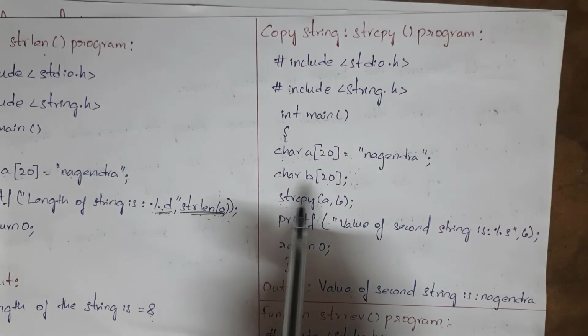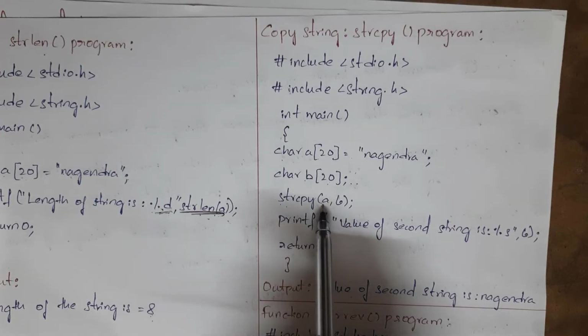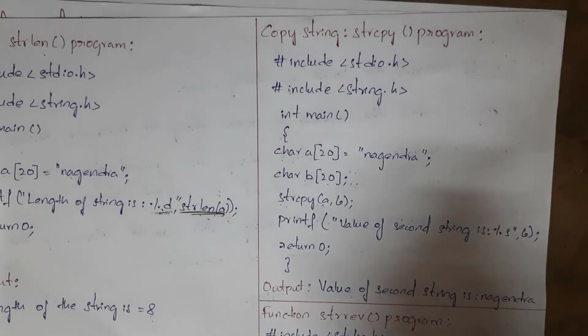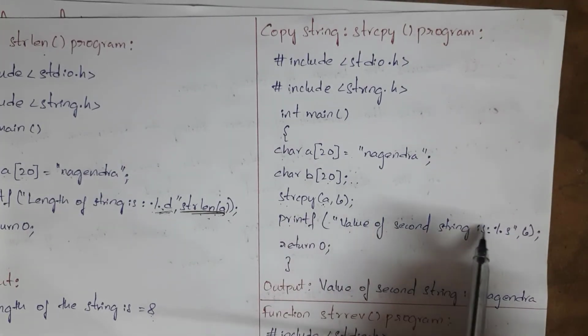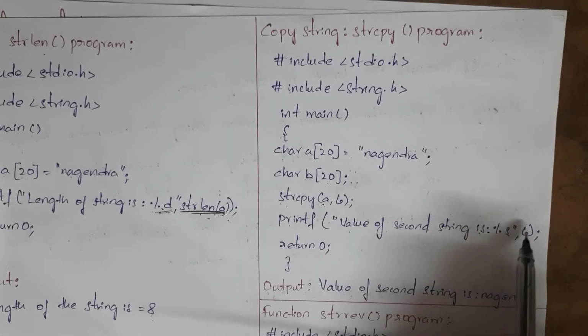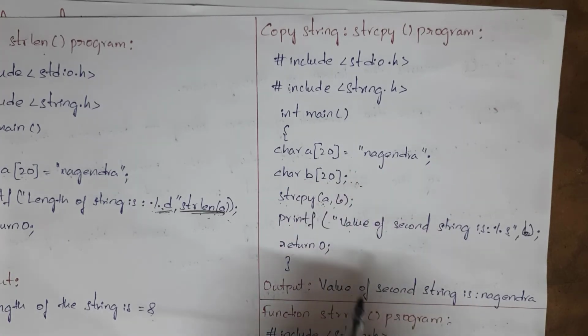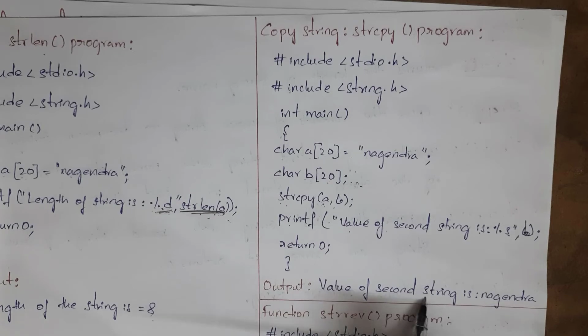By writing strcpy of a comma b, that means the data which is present in variable a will be copied to b. Here I wrote printf: value of second string is %s, comma b. Now by writing this function, this data is copied to this variable b. Now I will get the output as: value of second string is Nagendra.